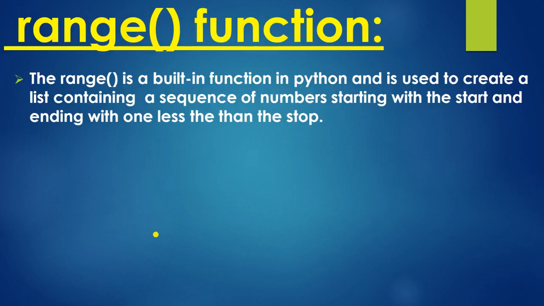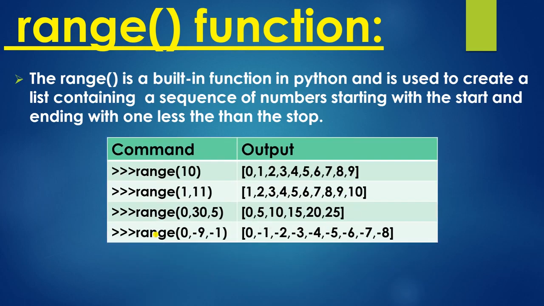It is done now. Next is your range function. Okay, so this range function is also important, and range function is used with for loop. The range is a built-in function in Python and is used to create a list containing a sequence of numbers starting with the start and ending with one less than the stop. Okay, so here this command is first one, range 10. So range 10 will return 0 to 9, means 1 less than. So it will start from 0 and return till 9. So total 10 elements are there.